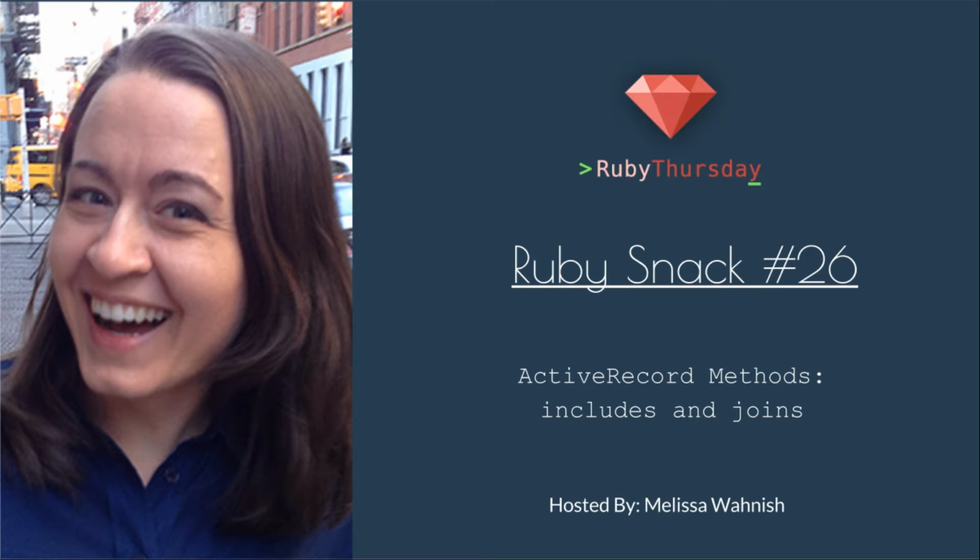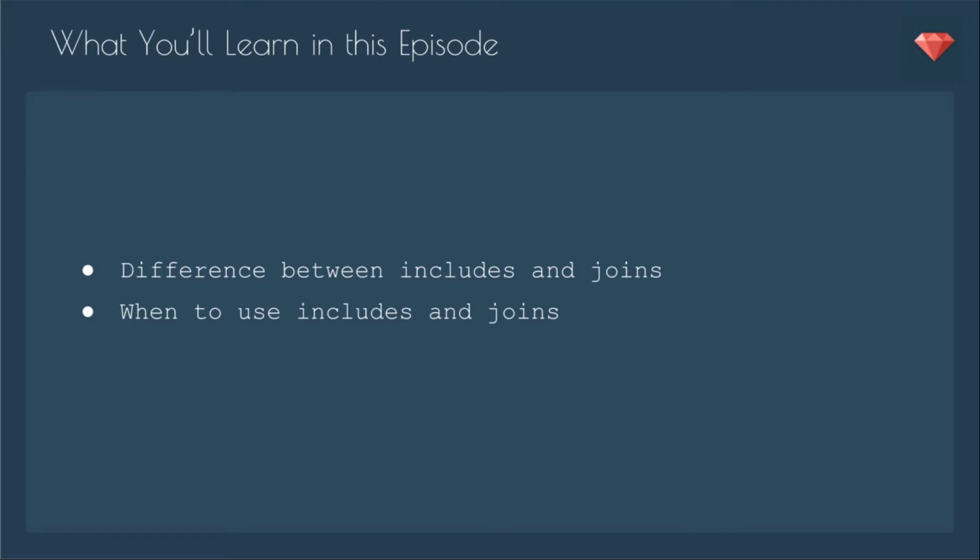Active Record Methods: includes and joins. A shout out to JZY Ben for suggesting this topic. In this episode, you'll learn the difference between includes and joins, and when to use each. They are different. They are not the same.